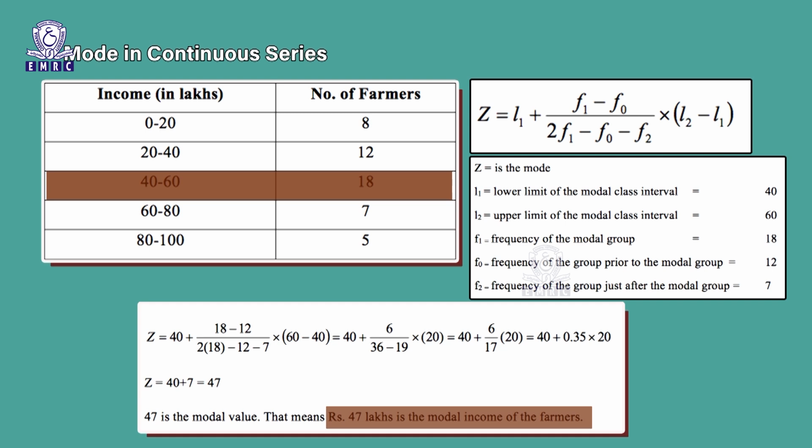Dividing 6 by 17, we have got 0.35. So, 40 plus 0.35 into 20. Z is equal to 40 plus 0.35 into 20, which is 7. So, 40 plus 7 is equal to 47. So, 47 is the modal value. That means rupees 47 lakhs is the modal income of the farmers.